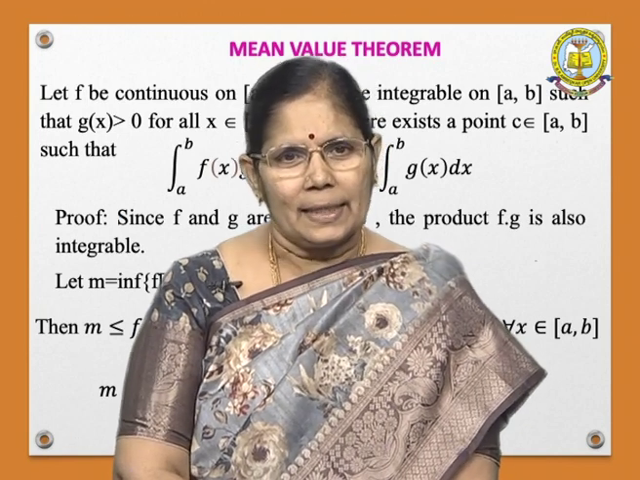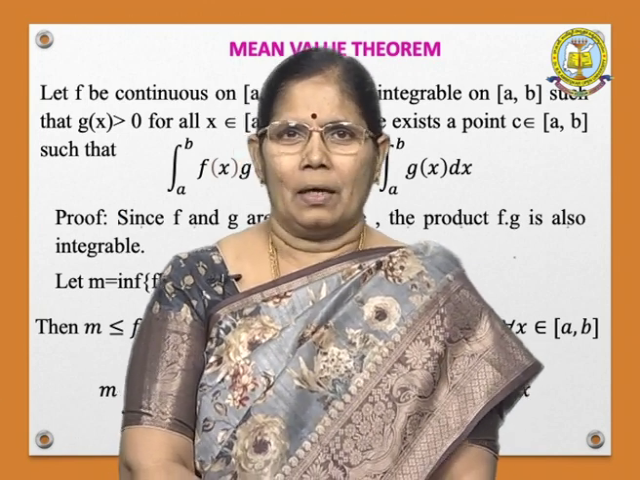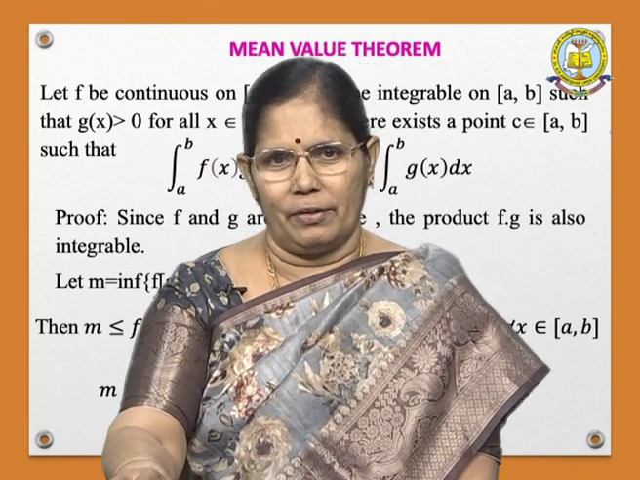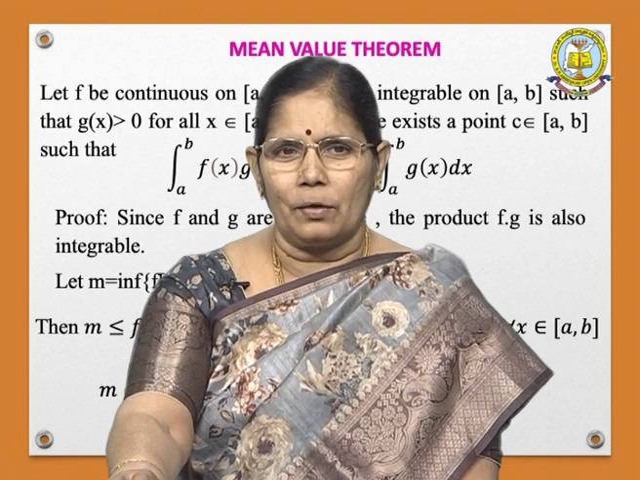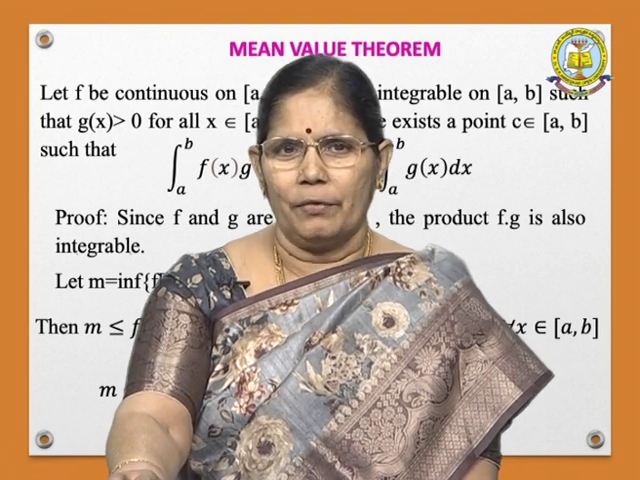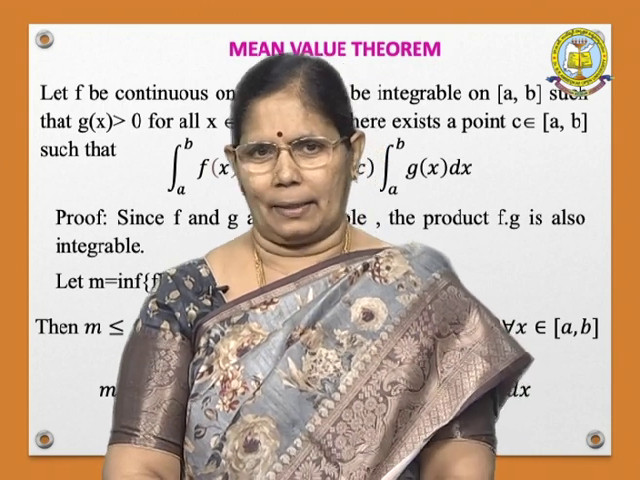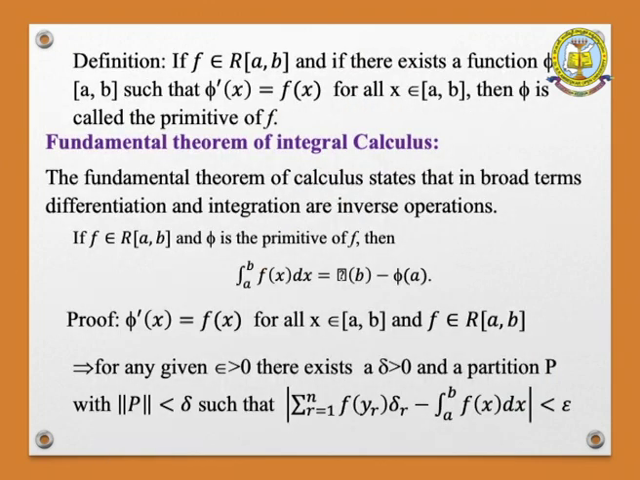And we can easily prove that the two definitions of the integral are equivalent. So, we make use of the second definition to prove the fundamental theorem of integral calculus. Given phi dash x equal to f of x, that is, phi is the primitive of f. That means phi dash x equal to f of x for every x belonging to a b, and f belongs to R a b.